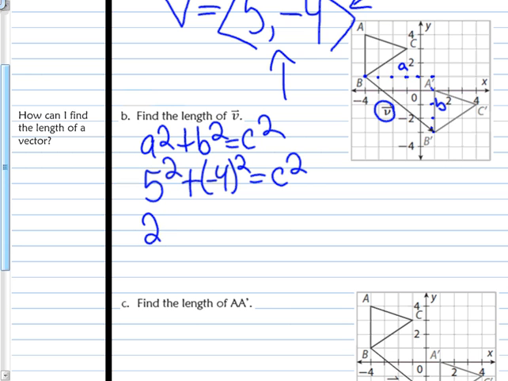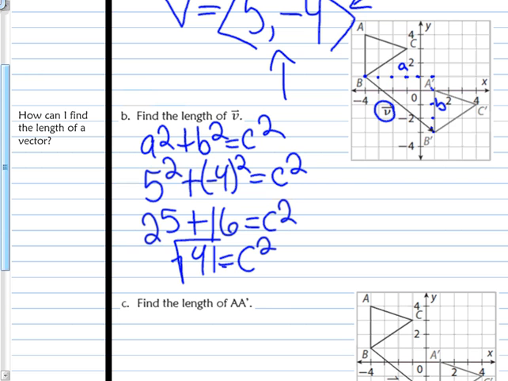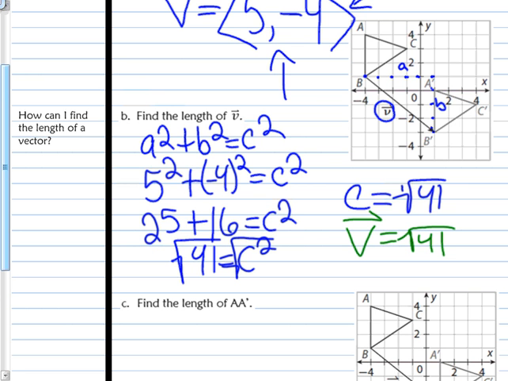5 squared is 25, plus (-4) squared is 16, equals C squared. 41 equals C squared. And our last step is I need to apply the square root symbol because I need C all by itself. So C is the square root of 41. So the length of that vector is the square root of 41. The length of the vector is the square root of 41.